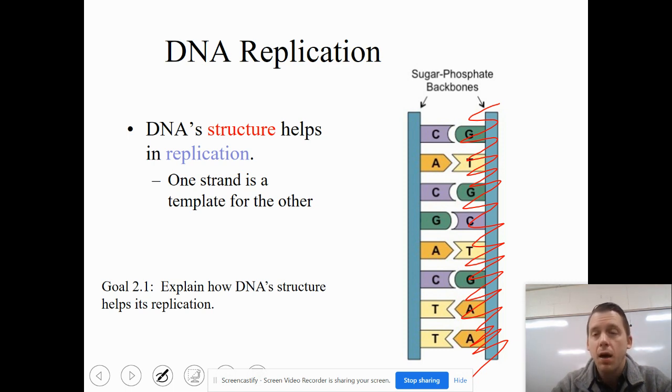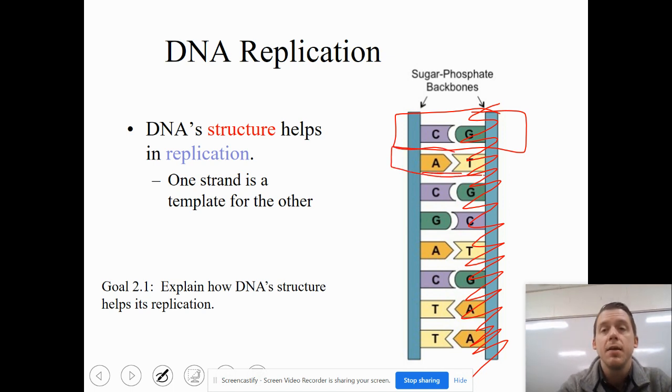And that's because of the complementary base pairing. Right, I know that for that first nucleotide that's a C, it has to be paired with a G, right? One strand tells me the other one. I know that if this is an A, its complementary base pair has to be a T. So even if that strand is gone, even if that strand disappears, I can already predict what it's going to be because of those complementary base pair rules.